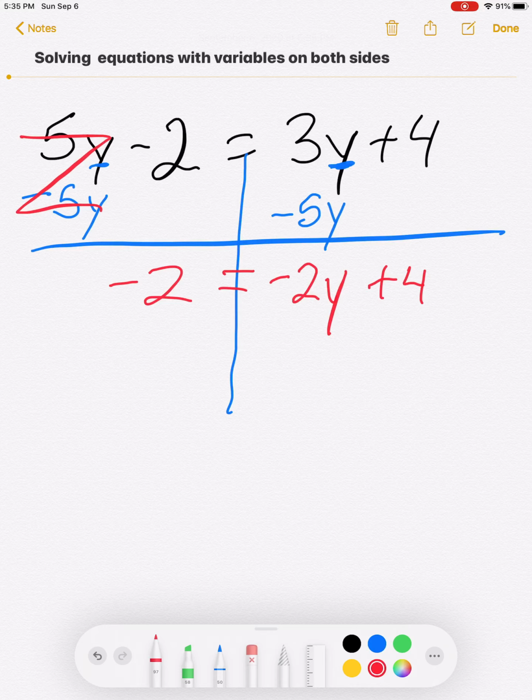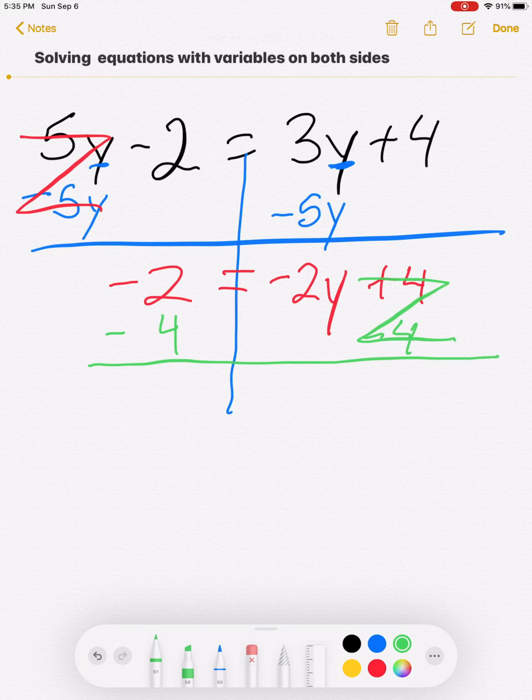Now I need to get rid of that one that's just hanging on there, the one that's attached to it, the easiest one to get rid of. So I need to get rid of plus 4. The inverse operation of my plus 4 is going to be minus 4. If I do it to one side, I've got to do it to the one without a variable. This is just my constant, so it doesn't have a variable. So I'm going to subtract 4.